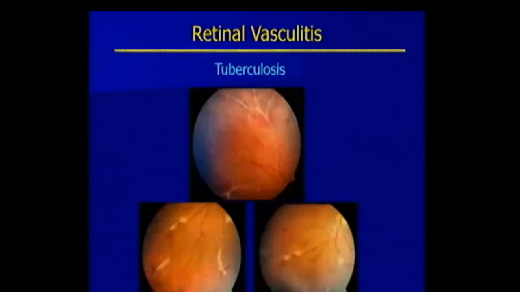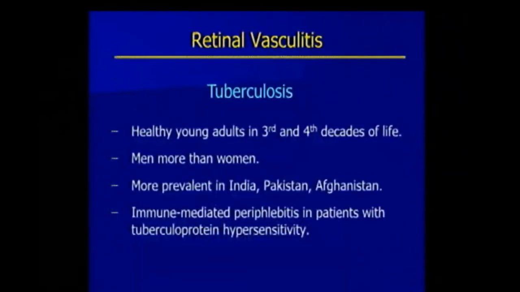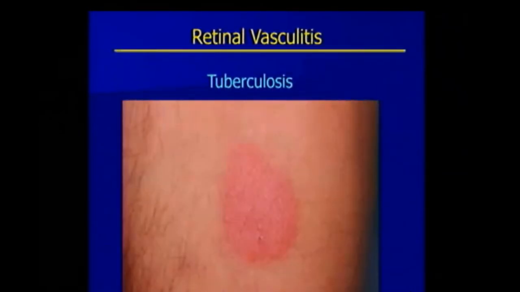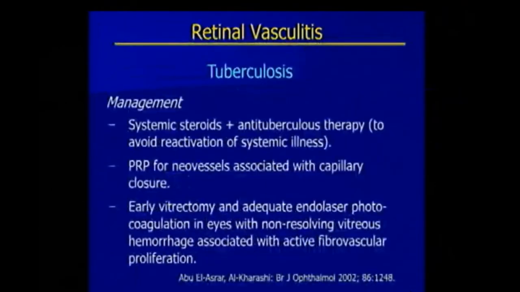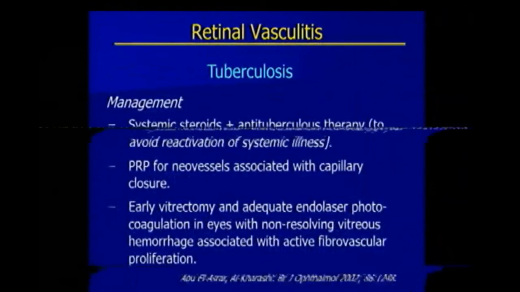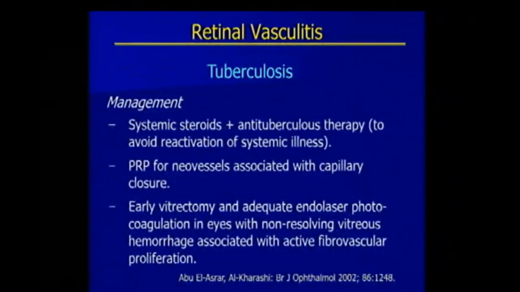The most common cause of retinal ischemia is tuberculosis, which is occlusive retinal periphlebitis. It is the most destructive to the retina. Of course, we rely on a strong positive tuberculin skin test. And if you see a patient, we published this with Dr. Salman Al-Kharashi years ago in the British Journal of Ophthalmology, on how we should manage a patient with tuberculous retinal vasculitis.